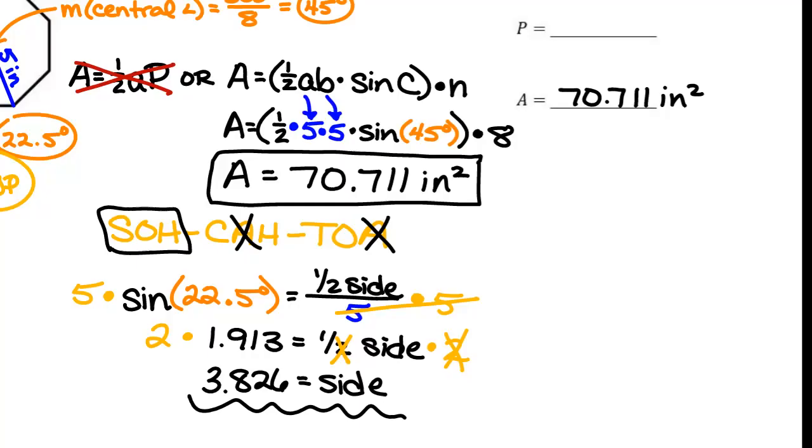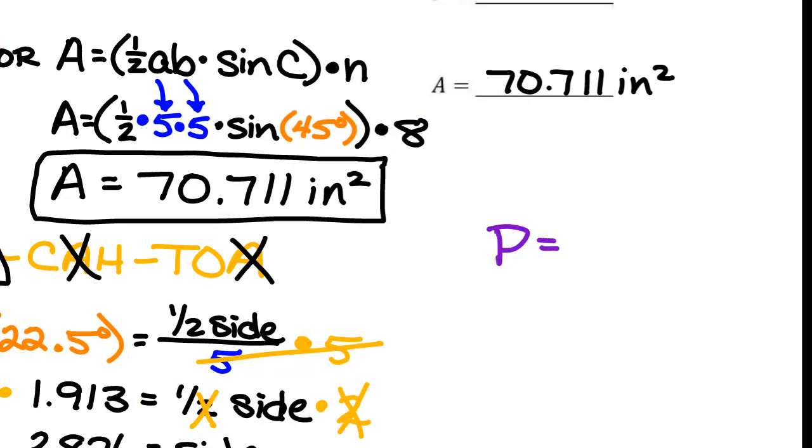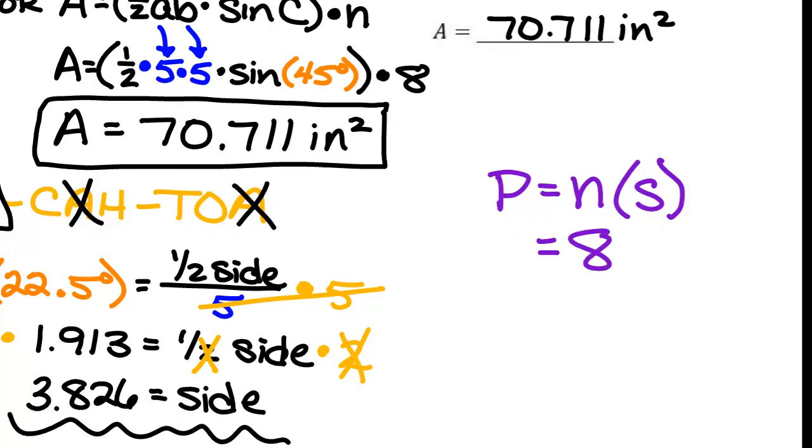What do I do with that 3.826 now? Times it by the number of sides. Remember, the perimeter is equal to the number of sides times the length of each side. How many sides do we have? 8 sides times 3.826.